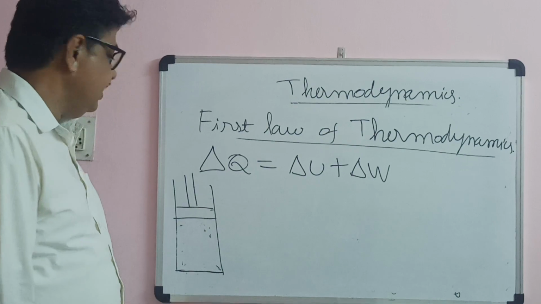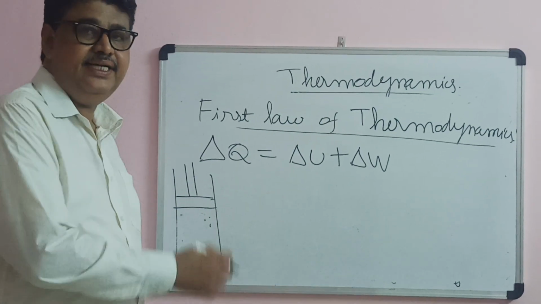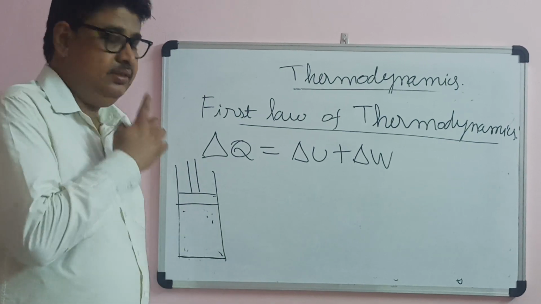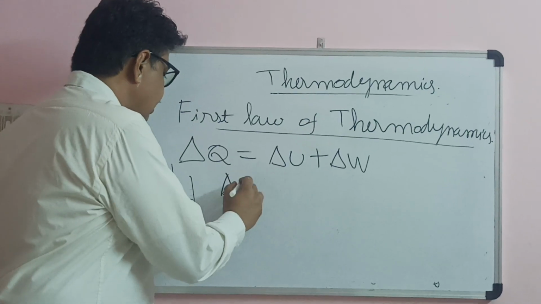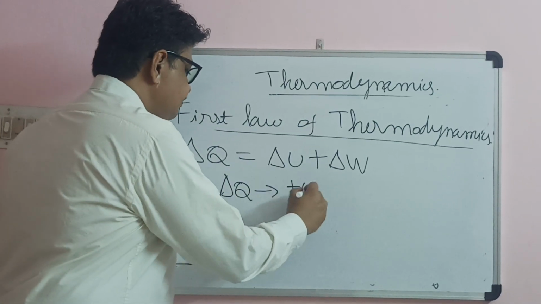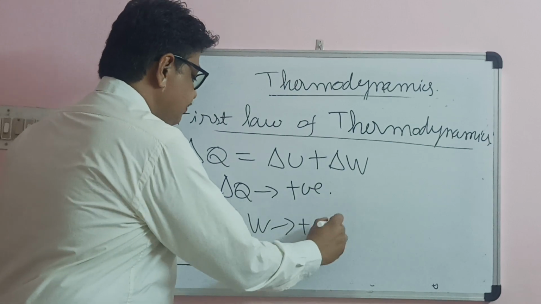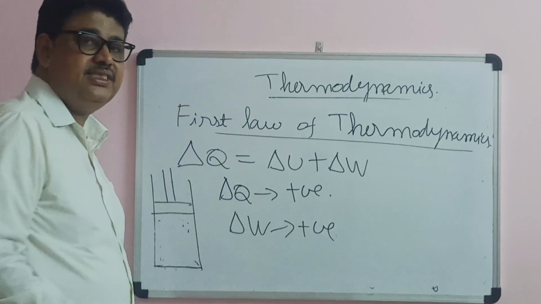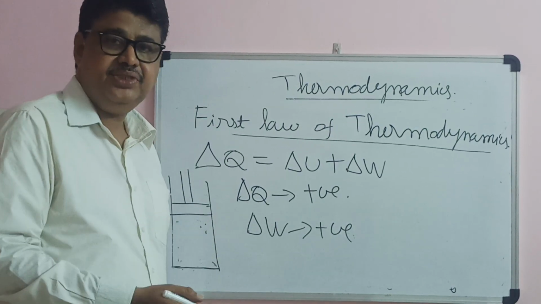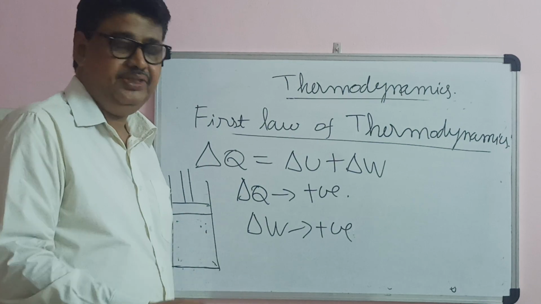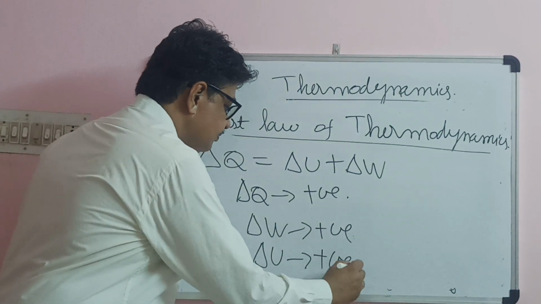When heat is supplied to the gas, it expands. When the gas expands, it does work against the piston. So the work done is positive. Therefore, when heat is supplied, delta Q is positive, delta W is positive, and because of the heat supply the temperature of the gas increases. Hence, the internal energy of the gas will increase. Therefore, delta U is positive.